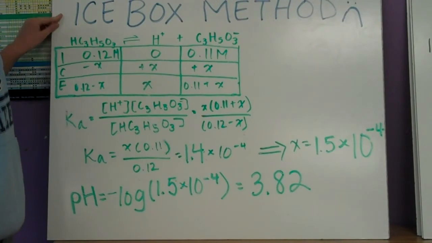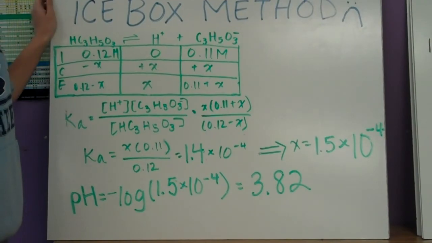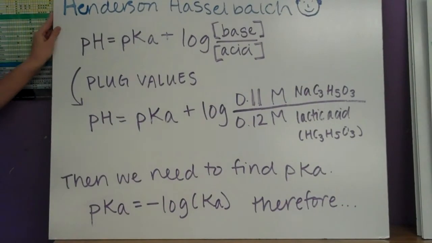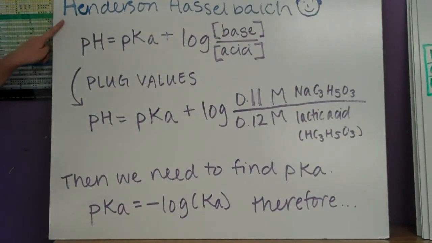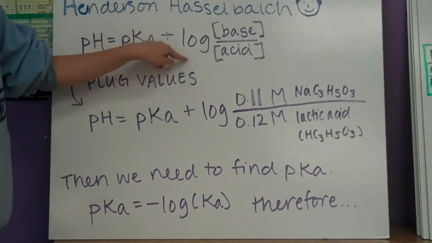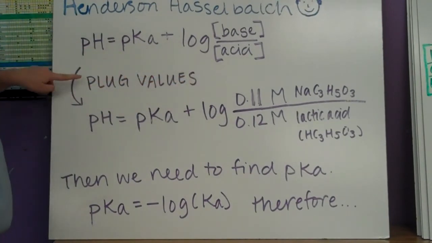Now the icebox method is very long and sad because it takes so long. Although it does work, it takes longer and more work. The easier method is the Henderson-Hasselbalch equation. The Henderson-Hasselbalch equation is pH is equal to pKa plus log of the concentration of the base over the concentration of the acid. Since we know most of our values, we can plug them in.